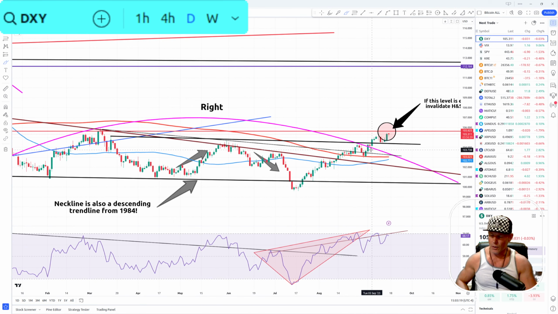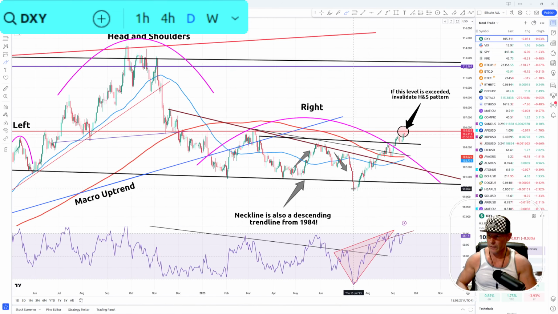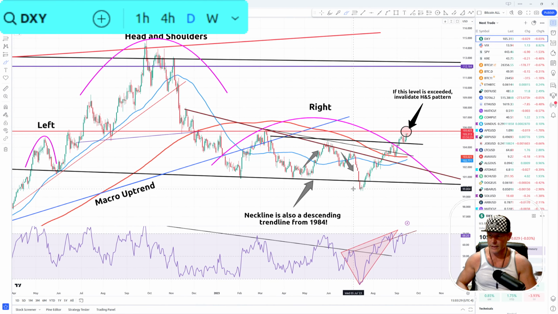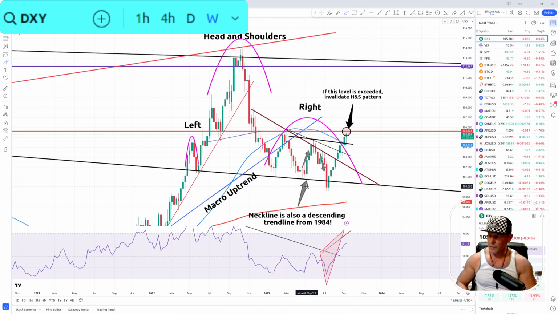We are quickly approaching that level right now as we speak. I said if we exceed this level, 105.6, then this head and shoulders pattern, which I've been talking about for the last year, can be considered invalidated. One thing I was not sure about previously was that we did break this neckline on the daily. That threw some doubts as to whether or not this was a valid head and shoulders pattern. However, if you look here on the weekly, you can see that we really never confirmed this break.